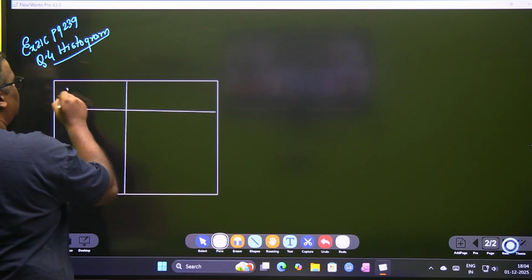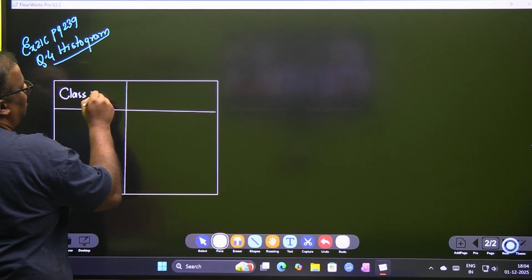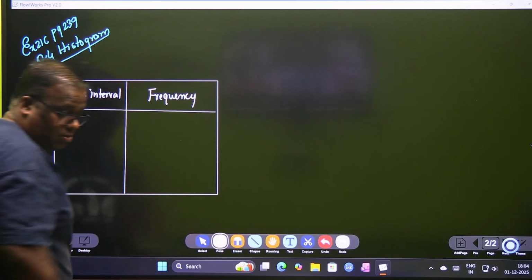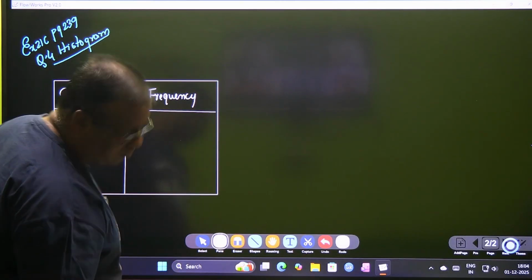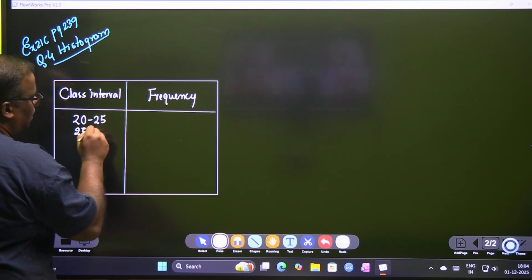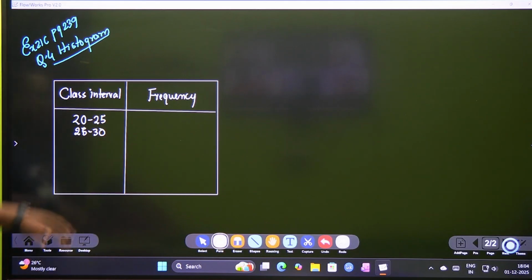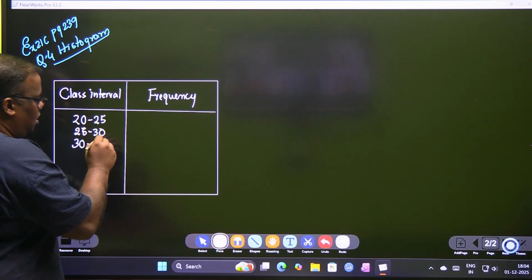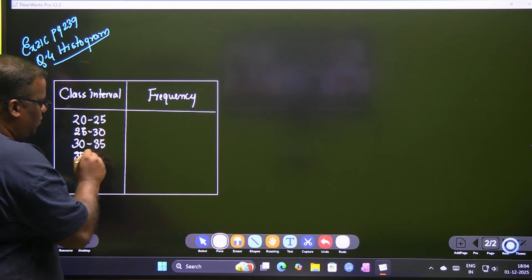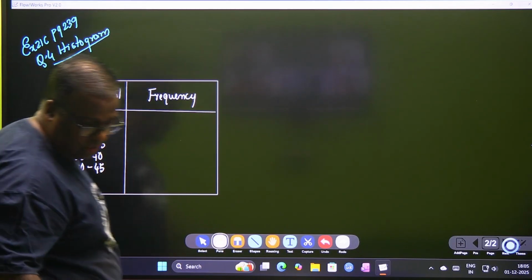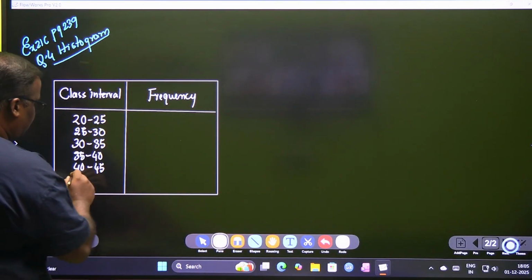So we have a class interval, and on this side we have frequency. Can you tell me the class intervals are what? 20 to 25, 25 to 30. This is what you need to check: in grade 8, it will always be in continuous format. Then comes 30 to 35, 35 to 40, 40 to 45, and then 45 to 50.